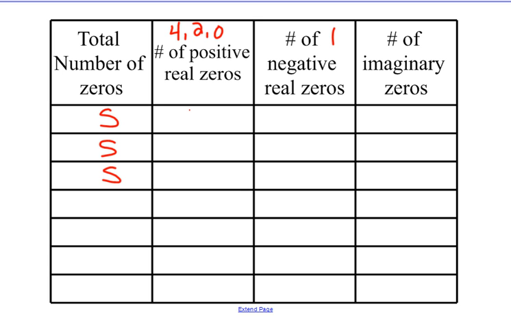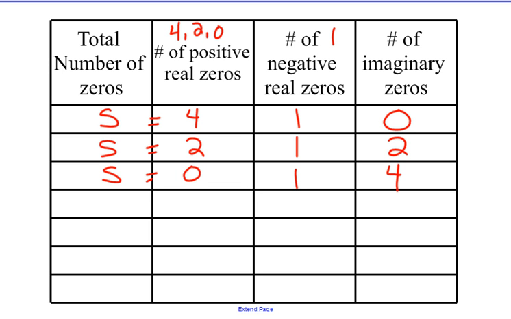And my options for positive are 4, 2, and 0. And since I only have one option for negative, I plug that in. And again, when I add up across, this should equal that total number of 0. So since I have 4 plus 1 is 5, I'd have 0 imaginary. 2 plus 1 is 3, so I'd need 2 more roots to make 5. And 0 plus 1 is 1, so I'd need 4 more roots to make 5. So those are my options for my answers.